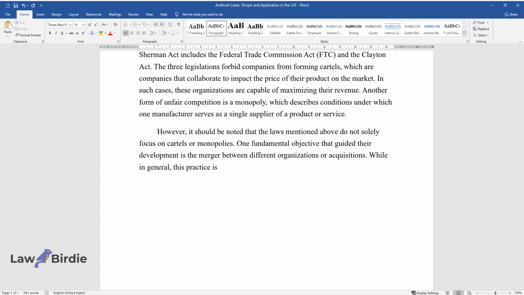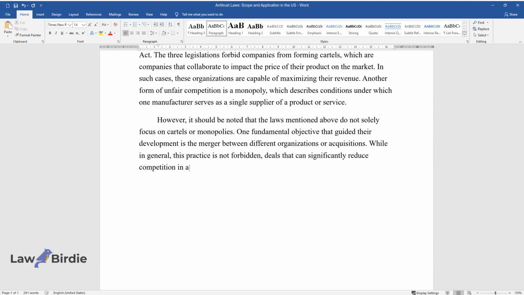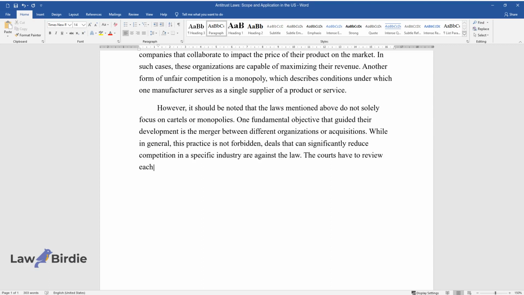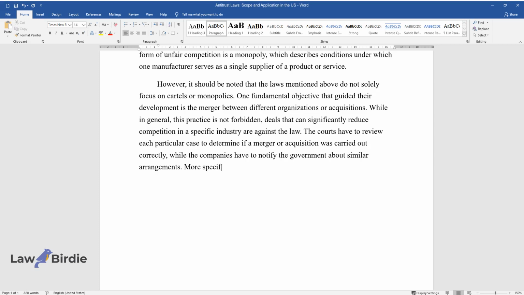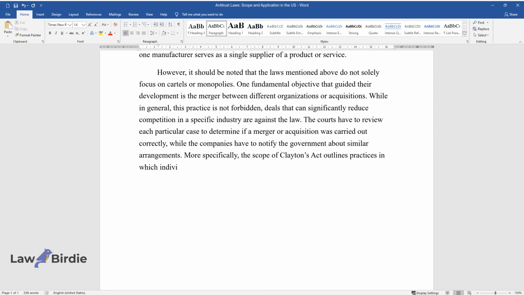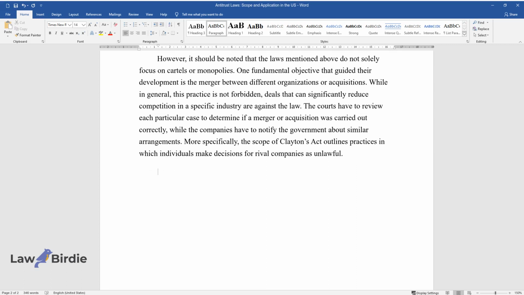While in general, this practice is not forbidden, deals that can significantly reduce competition in a specific industry are against the law. The courts have to review each particular case to determine if a merger or acquisition was carried out correctly, while the companies have to notify the government about similar arrangements. More specifically, the scope of Clayton's Act outlines practices in which individuals make decisions for rival companies as unlawful.